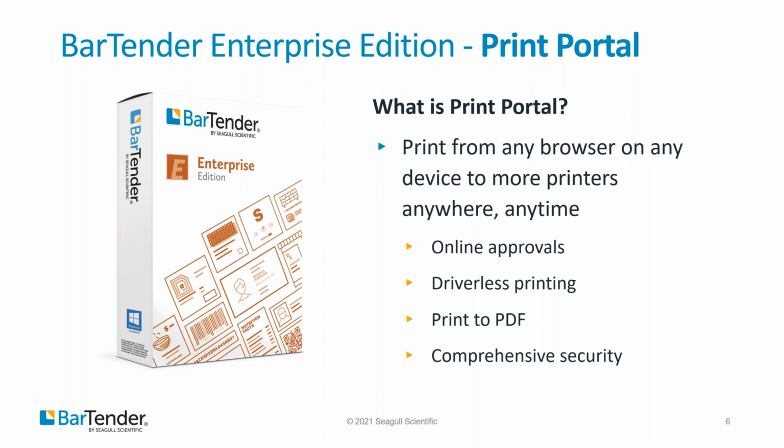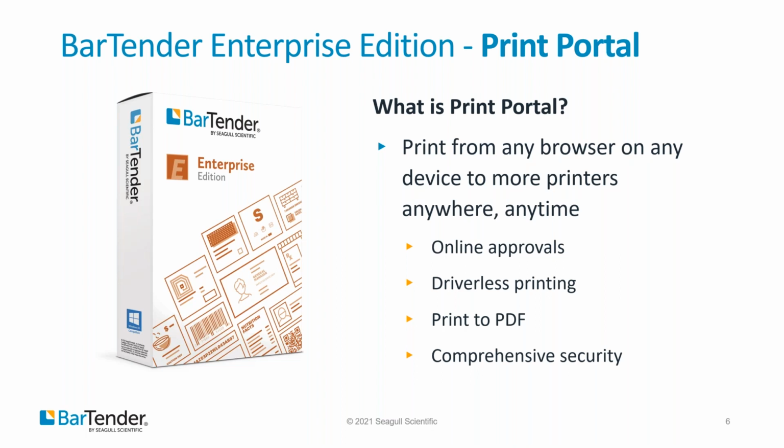So here we're actually providing an extra layer of security. We're improving safety and security for your labels. Why? Because we're limiting people based on their user roles. And this helps you reduce time to go to market because with Print Portal, you're able to print to any browser, to any device, to any printer, anywhere, anytime. You will get online approvals, driverless printing, print to PDF, and on top of that, you get comprehensive security. So all of this comes included in our enterprise package and provides you with Print Portal.